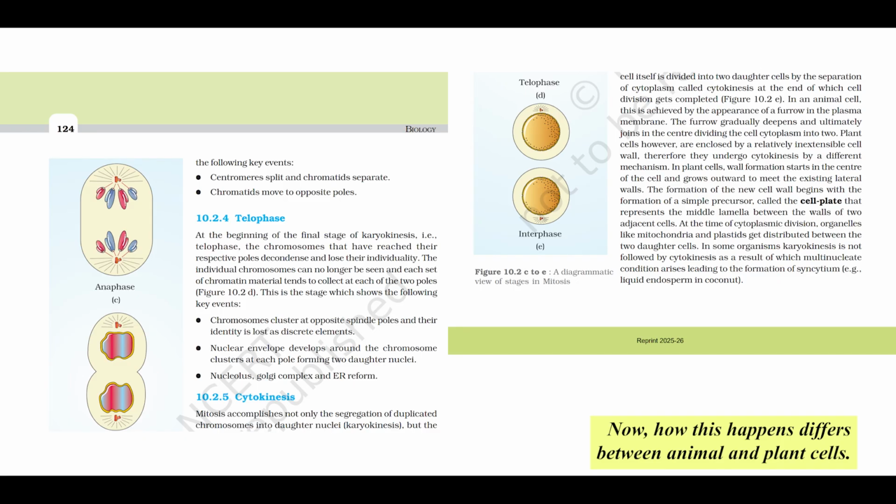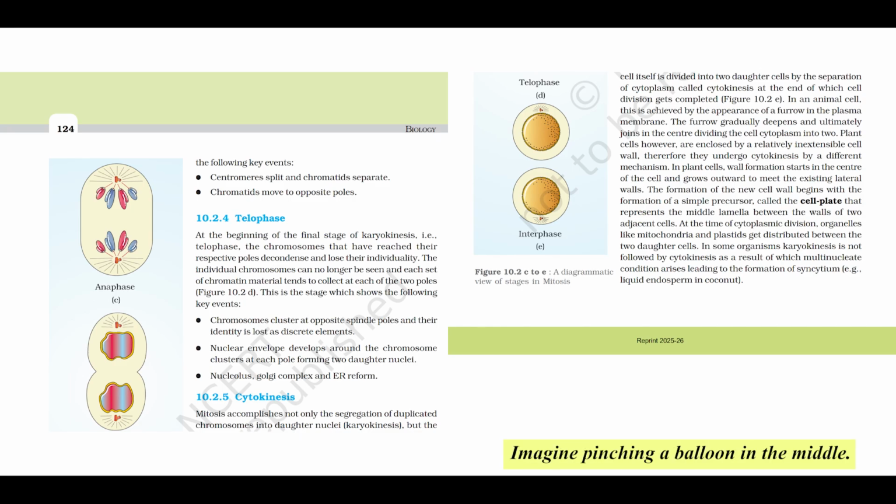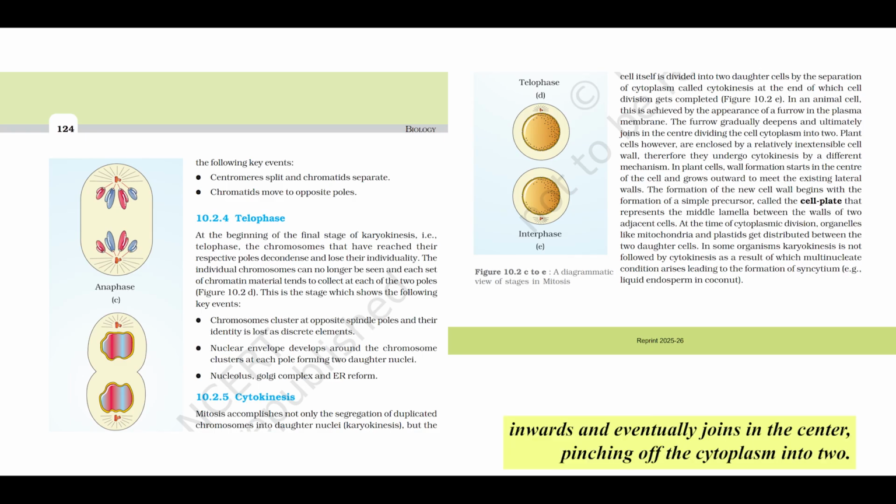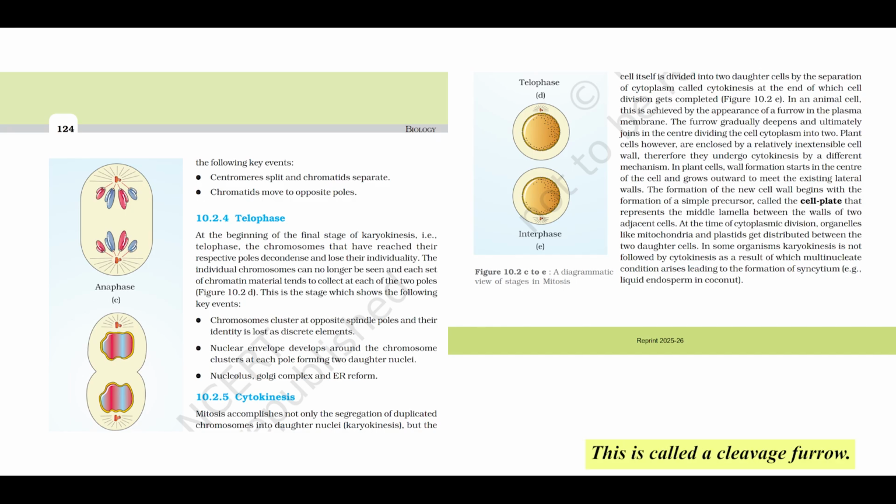Now, how this happens differs between animal and plant cells. That's important. Okay, how does it work in animal cells? In animal cells, cytokinesis happens by the appearance of a furrow in the plasma membrane. Imagine pinching a balloon in the middle. This furrow gradually deepens from the outside inwards and eventually joins in the center, pinching off the cytoplasm into two. This is called a cleavage furrow. Pinching in from the outside.